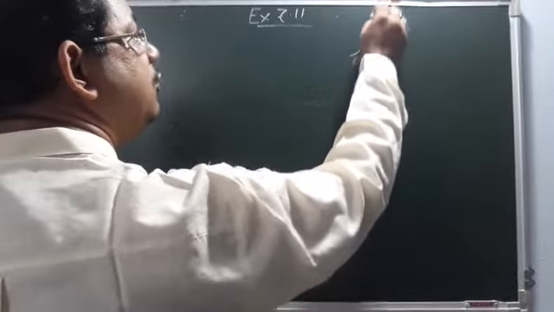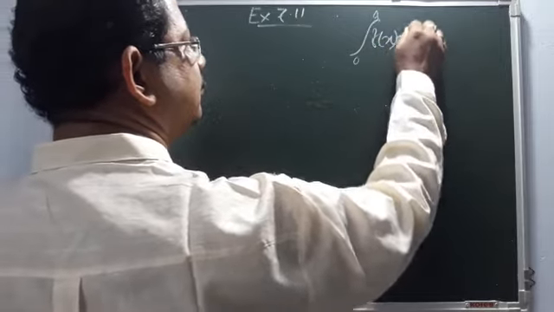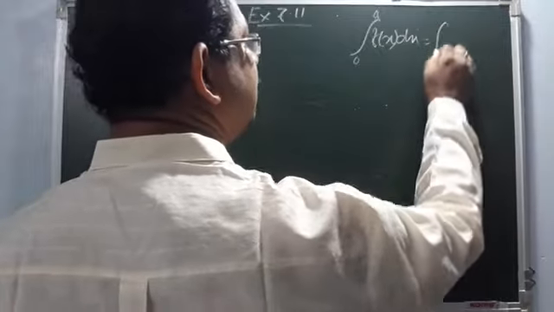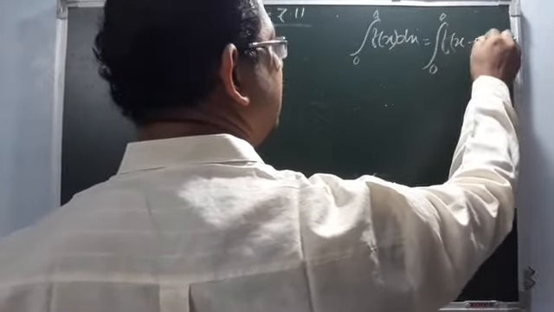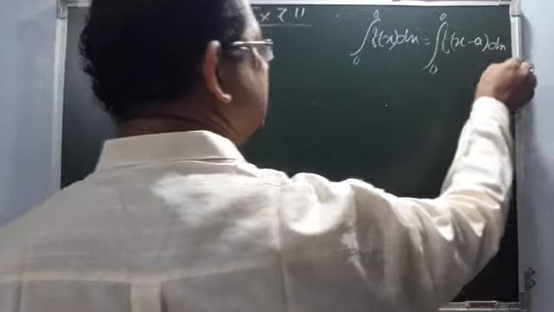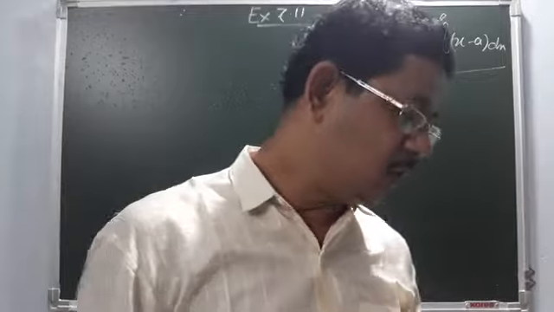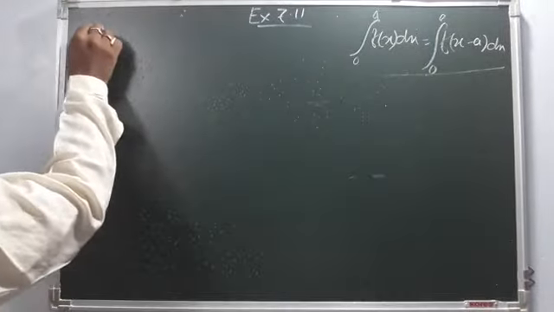Now, one property of definite integral: integral from 0 to a of f(x) dx equals integral from 0 to a of f(a minus x) dx. This is the third property of the definite integral. With that only we will do all the sums. Maximum use of this one. So question number 1.